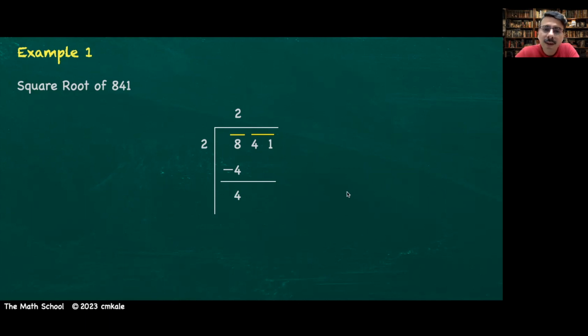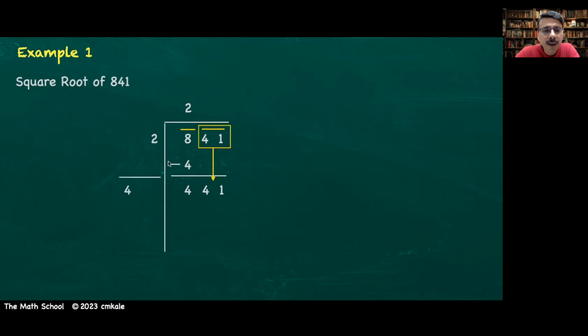Now we need to identify what to do with the remaining digits. Let's create a new dividend. With these two digits, we'll bring them down right over here, and our new dividend is 441. Now we also need a new divisor. So what could that new divisor be?